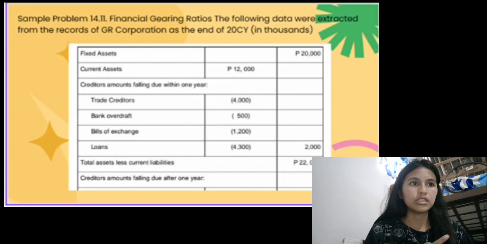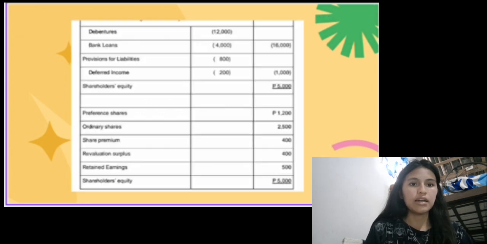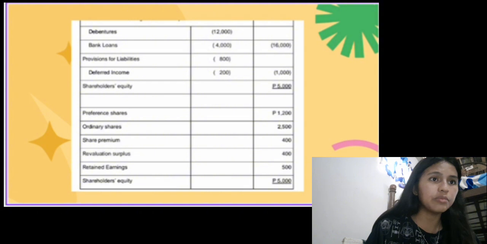Then debentures na 12,000. Bank loans na 4,000. Then 16,000. Provision of liabilities na 800. Deferred income na 200 and 1,000. Shareholders equity natin na 5,000.